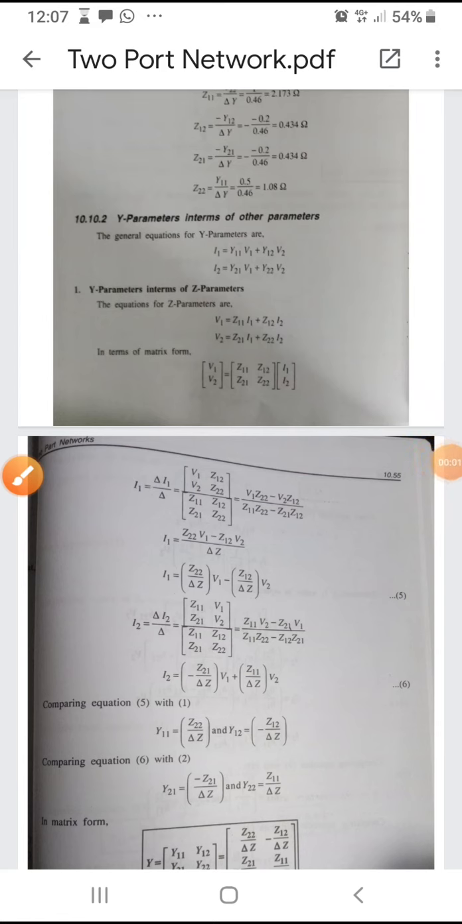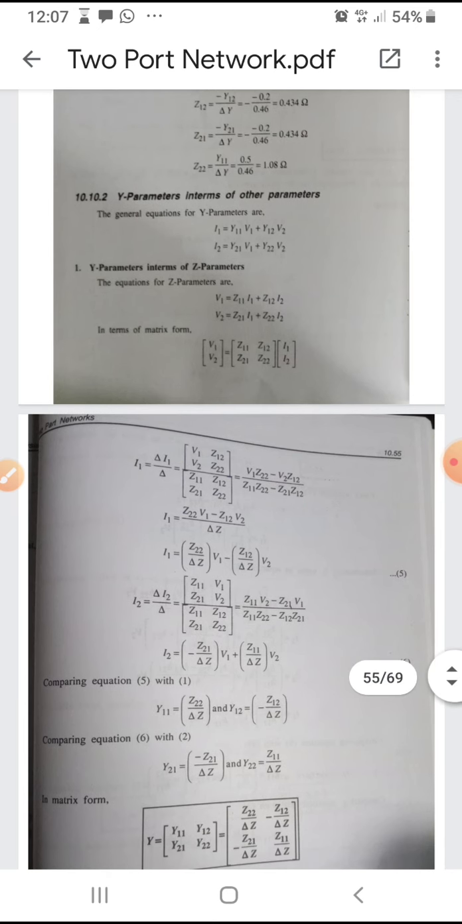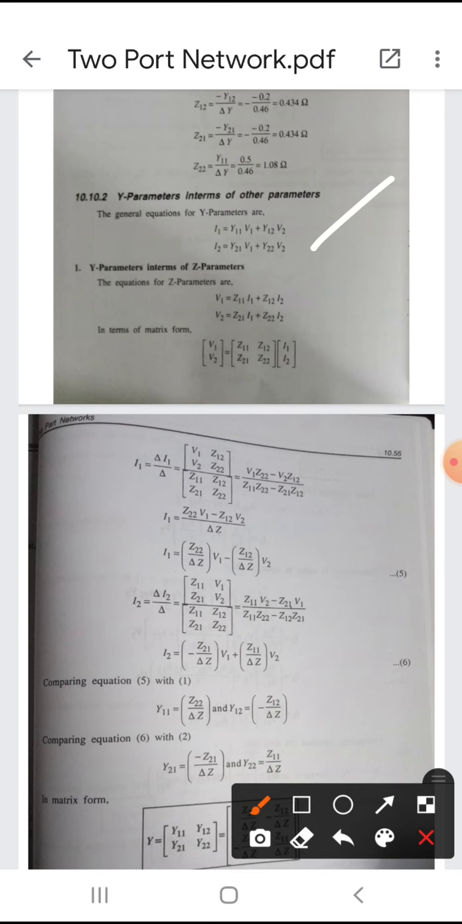So next we can see y parameters in terms of other parameters. First of all, write the y parameter equation. So first we are going to find the y parameter in terms of z parameter. So write the z parameter equation.